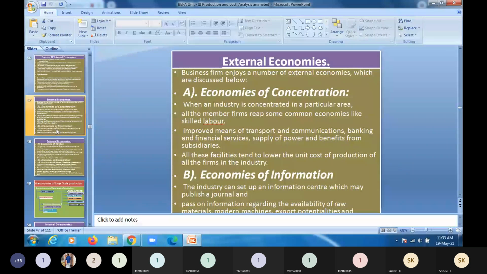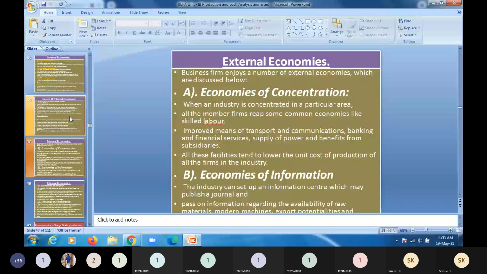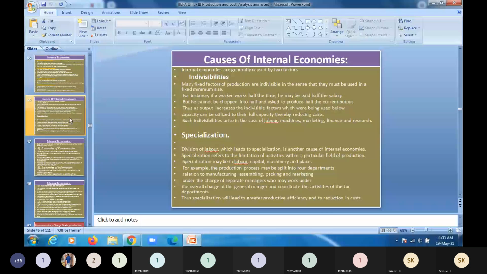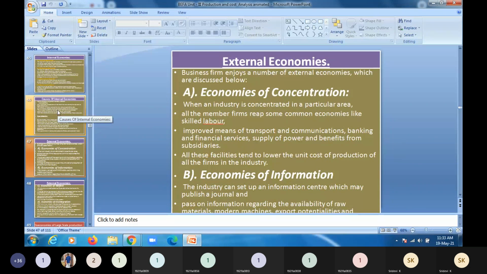No? So we can say that it is marketing economies. So this is possible when you are in large scale. Same expenditure, but you are producing more quantity of output. So whatever you spend on the marketing will be distributed among all the units. No? So cost per unit will be reduced.